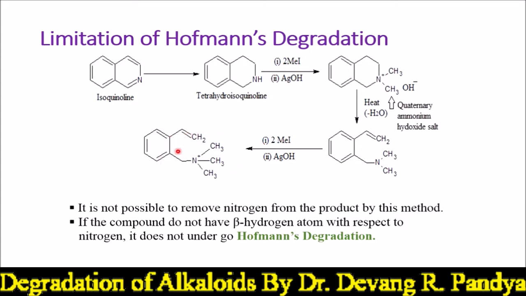We do not get the quaternary hydroxide salt elimination because the beta carbon does not contain hydrogen. As the beta carbon does not have hydrogen, it won't release, and it is not possible to remove the nitrogen from this product by the Hofmann exhaustive methylation process, because this compound does not have a beta hydrogen atom with respect to this nitrogen. It does not undergo Hofmann degradation. So here we won't get the olefinic kind of compound, as the carbon does not have beta hydrogen. That is the limitation of the Hofmann exhaustive methylation degradation process.